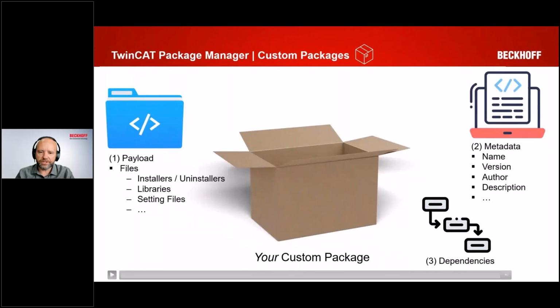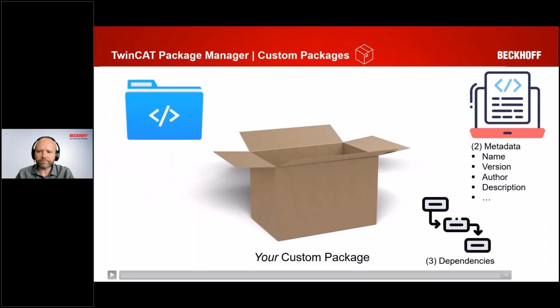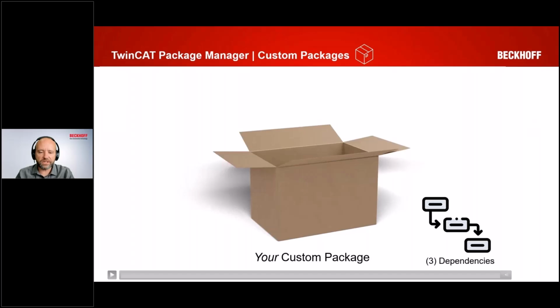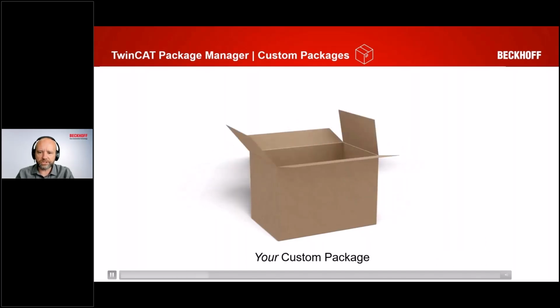So what is a custom package composed of? One other thing to define. Custom packages are just like the Beckhoff packages. They're going to have a payload. So your own installers, libraries, files, anything you're going to want to deliver to a system, those would go into the package. You'll also define the metadata: the name, the version, you as the author, description, icon, all those things as the metadata. And that will go in the package. And then, of course, the dependencies. The dependencies can be dependencies to your own software, but they can also be dependencies to Beckhoff software. Those you'll define, and those will go into the package, and that's what composes your custom package.